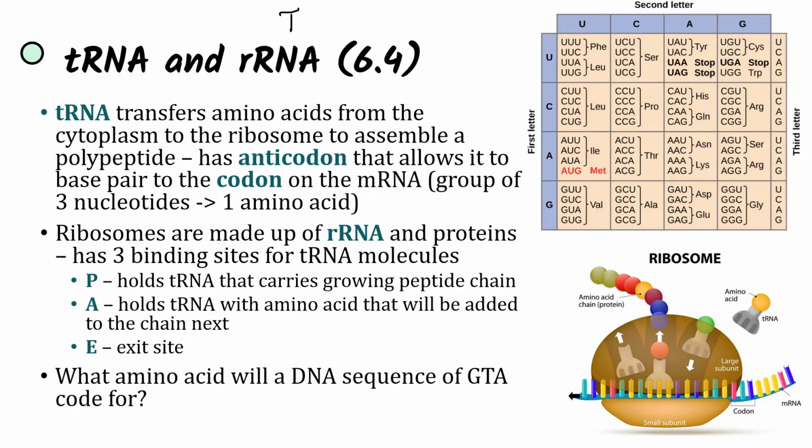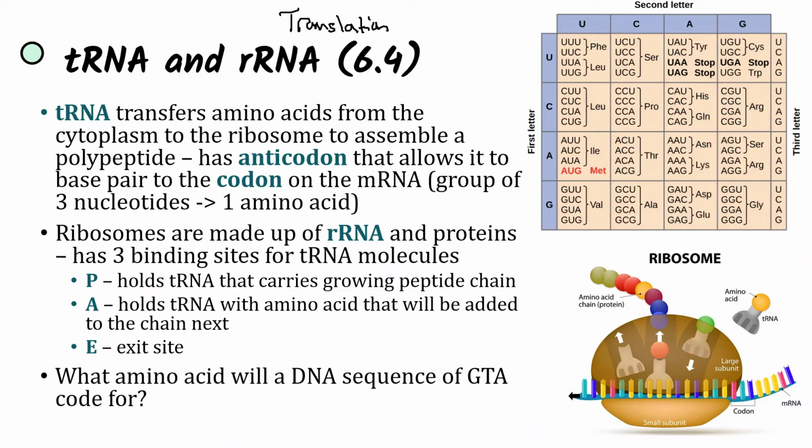To talk about translation, we need to know two other types of RNA. First up is tRNA, and tRNA transfers amino acids from the cytoplasm to the ribosome to assemble a polypeptide. So it gets the correct amino acids based off of the mRNA in order to assemble the protein. Within the ribosome, which is made up of RNA and proteins, mRNA is going to be read in codons, which are groups of 3 nucleotides. And so tRNA has an anticodon, which allows it to base pair to the codon on the mRNA and get the right amino acid. So a group of 3 nucleotides, one codon, is going to code for a single amino acid.